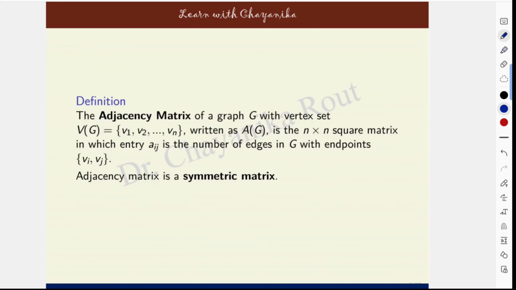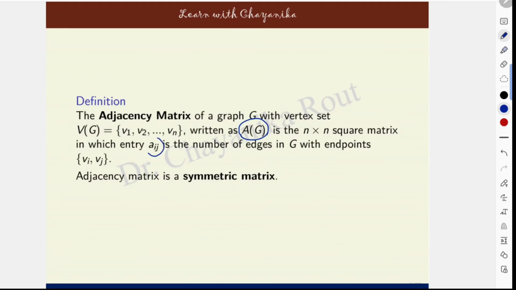So suppose you are having a graph G of order n. There are n vertices which are named V1, V2, V3 up to Vn. Then the adjacency matrix of the graph, which is denoted by A(G), is the n cross n square matrix. So as many vertices as you have in the graph, whatever is the order of the graph, that is basically the order of your matrix, and it is a square matrix. So if you have 5 vertices in the graph, then your adjacency matrix is going to be a 5 cross 5 square matrix. Okay. And how is the matrix created?